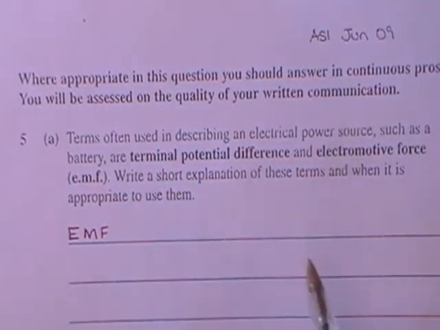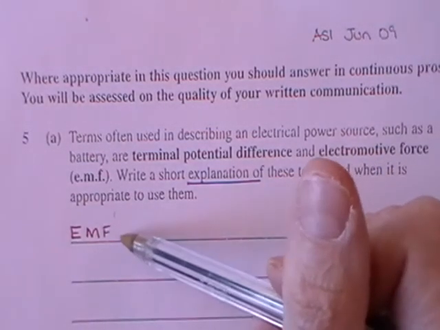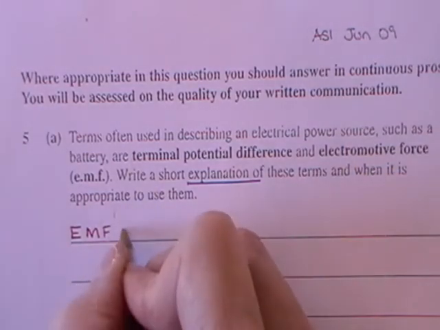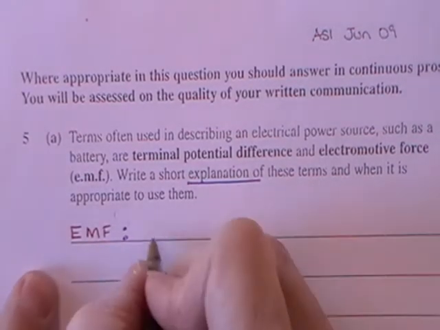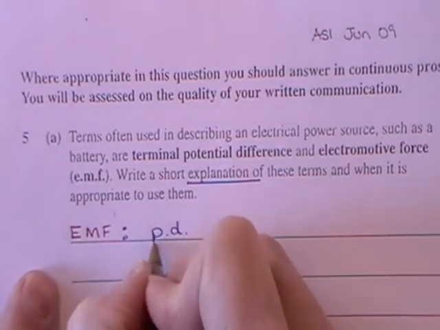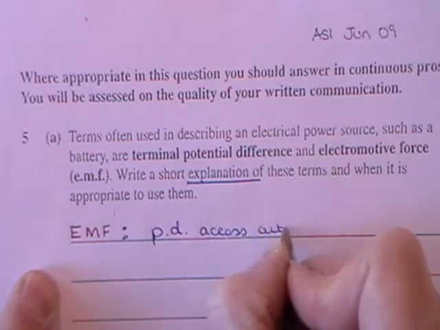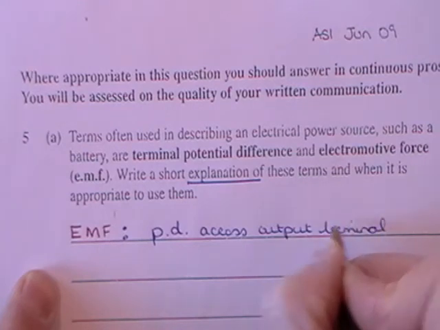Write a short explanation. Now they're not asking you to say what they stand for, so rather than say EMF is electromotive force, you need to just give a brief explanation and when it is appropriate to use them. So EMF is the potential difference across the output terminals of a source or battery. Since they've said power source, so should you.